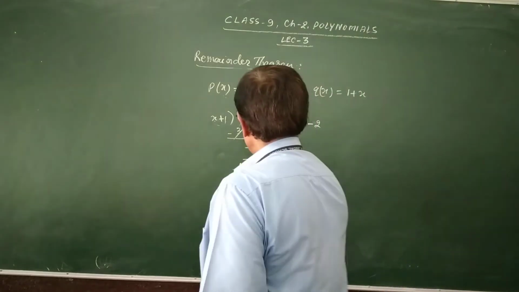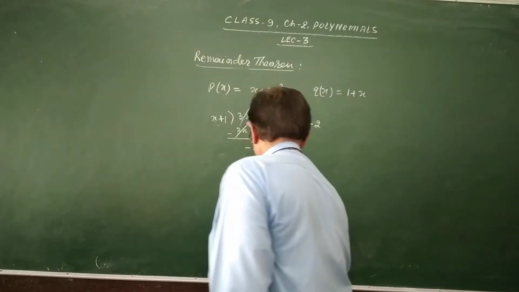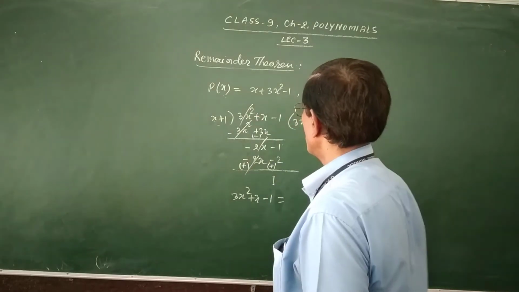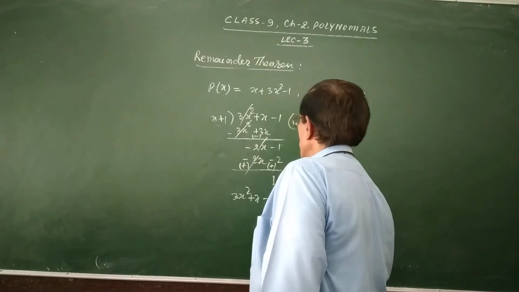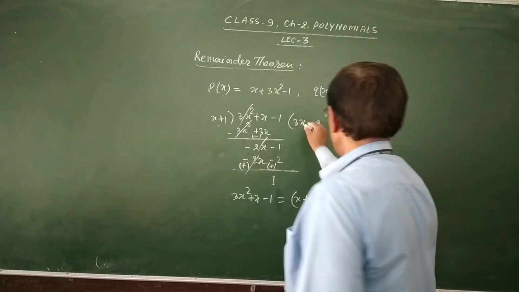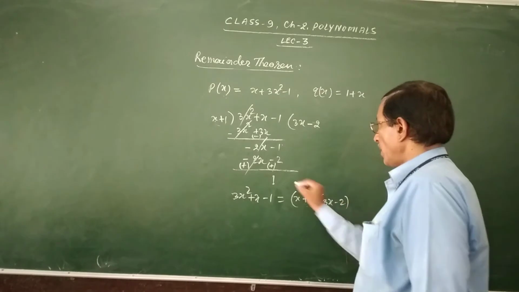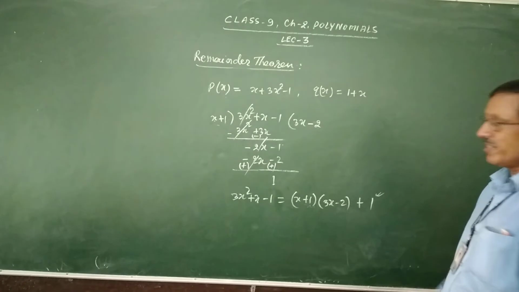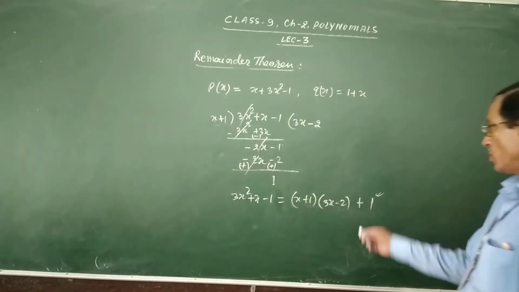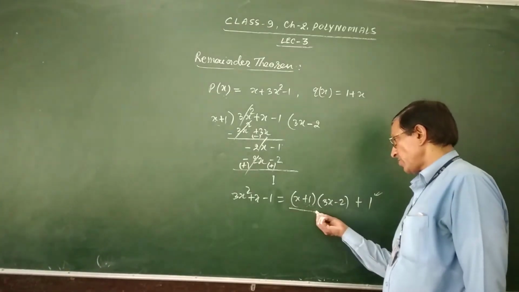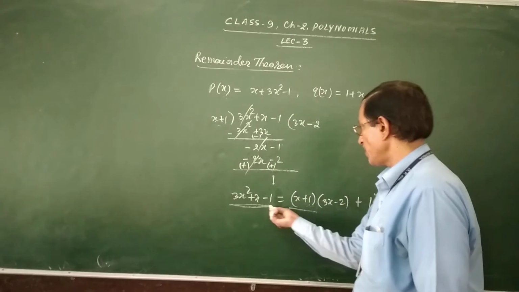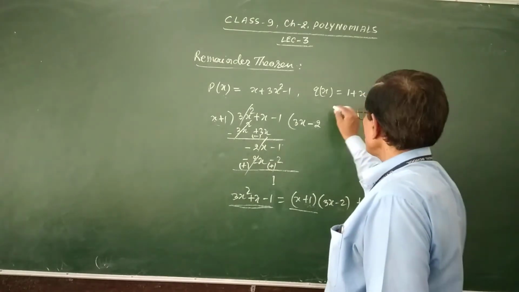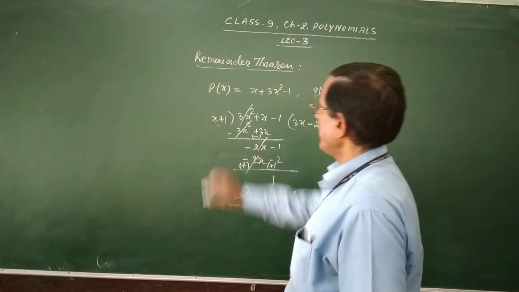So we can write this dividend, that is 3x square plus x minus 1. This is the dividend. This dividend is equal to divisor into quotient, that is x plus 1 into 3x minus 2, plus remainder, which is equal to 1. So in this case there is a remainder. The remainder is not 0. So we cannot say x plus 1 is a factor of this polynomial. This polynomial is px. So we cannot say qx is a factor of px.